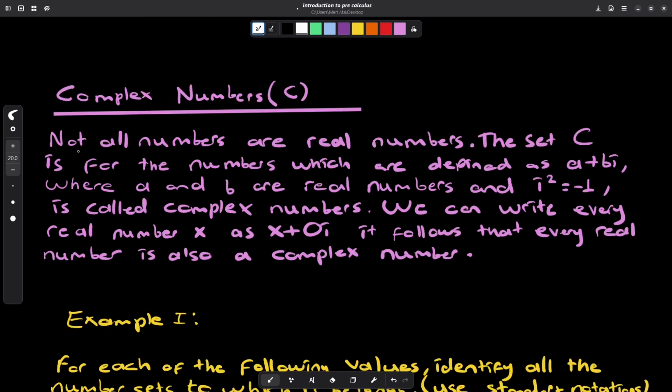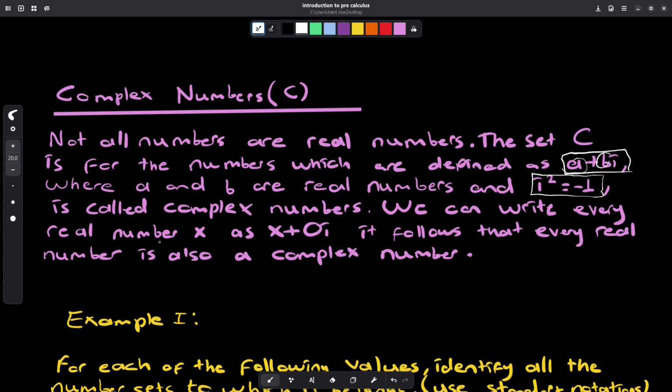Complex numbers: as we said, not all numbers are real numbers. If we are not working with real numbers, we are working with complex numbers, which are specially defined, and we define them as a plus bi form. Here, a and b are real numbers, and i squared is equal to negative 1. Think of it. Try to square a real number. It will not be equal to negative 1, right? And that's called complex numbers.